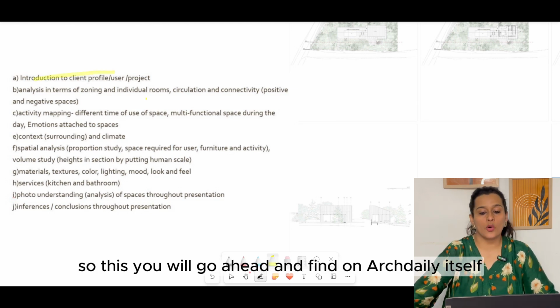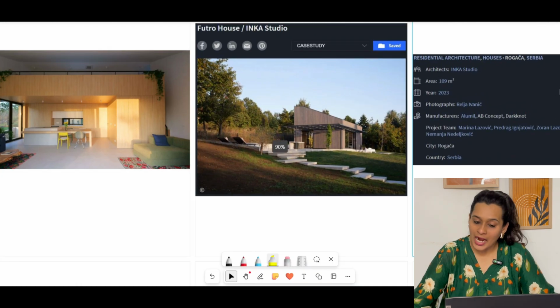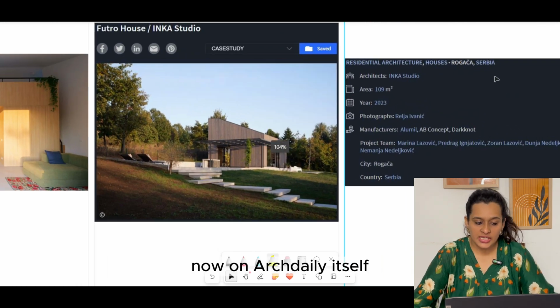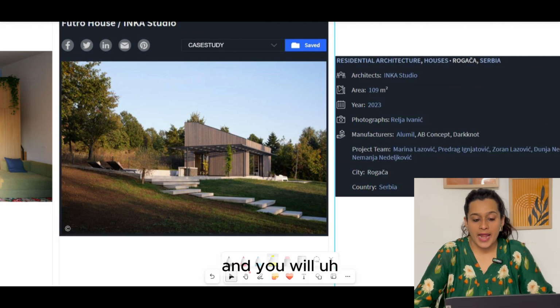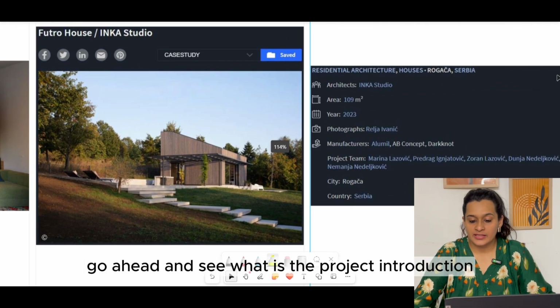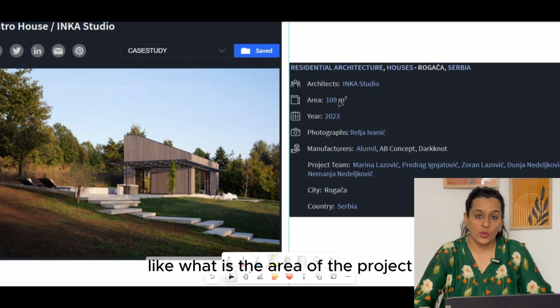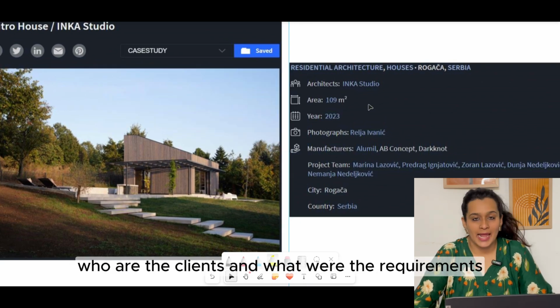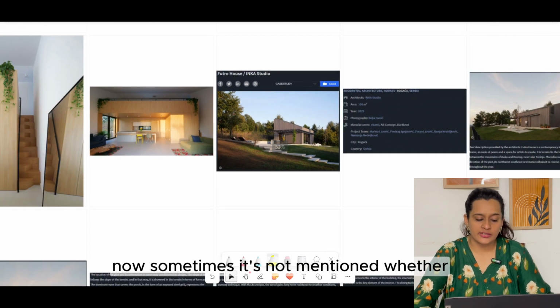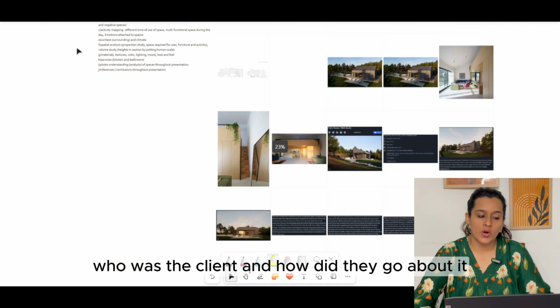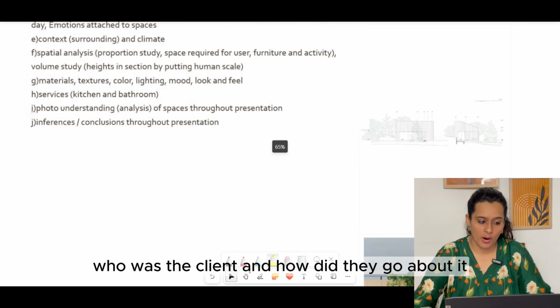So this you will go ahead and find on Arch Daily itself. Now on Arch Daily itself, you will find an interface looking something like this, and you will go ahead and see what is the project introduction like, what is the area of the project, who are the clients, and what were the requirements.